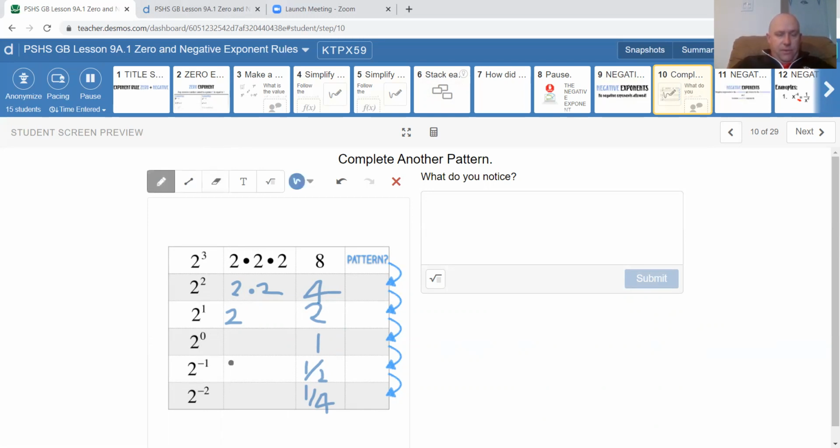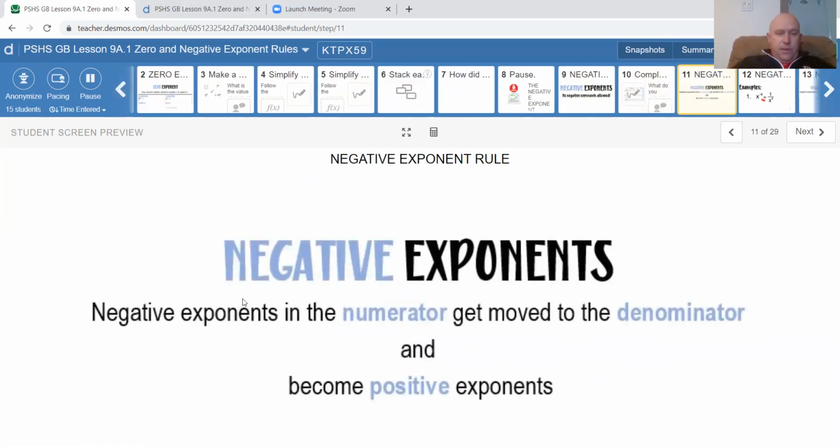It's actually just a fraction. And the fraction that it generates is 1 over 2 to the power of 1. 2 to the power of 1 is obviously 2. That's why we have 1 over 2. 2 to the negative 2 is actually 1 over 2 squared, and 2 squared is 4, so the answer would just be 1 over 4. And that's basically all we're going to do.